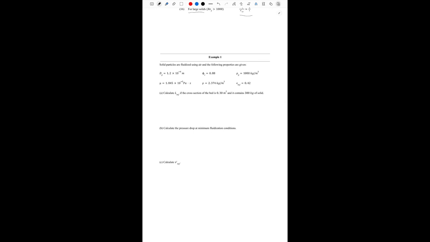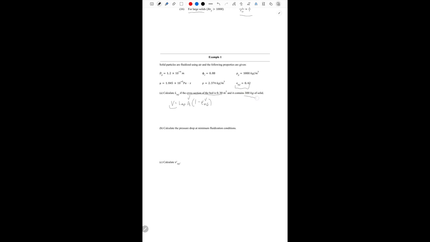There are solid particles that are fluidized using air, and the following properties are given. Let's calculate the minimum fluidization height. We know that the volume is equal to the minimum fluidization height times the area times 1 minus the minimum fluidization porosity. That is given right here, and we also have the minimum fluidization porosity, so we just need the volume.